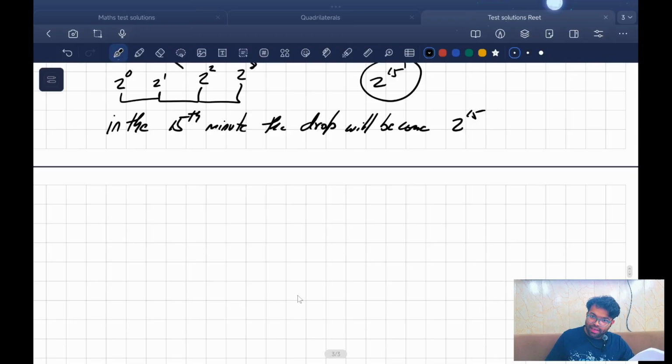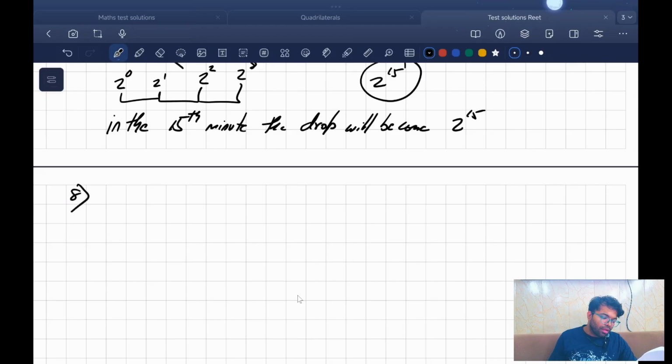Did you understand कैसे किया? So you started with 2 to the power of 0. 2 to the power of 0 is the starting. In the first minute, it became 2 to the power of 1. That is 2 drops. You started with 1 drop, that means 2 to the power of 0. If you had started with 2 drops, then it would have become 2 to the power of 1. So in the second minute, you would have gotten 2 to the power of 2. Clear? आगे बढ़ते हैं.